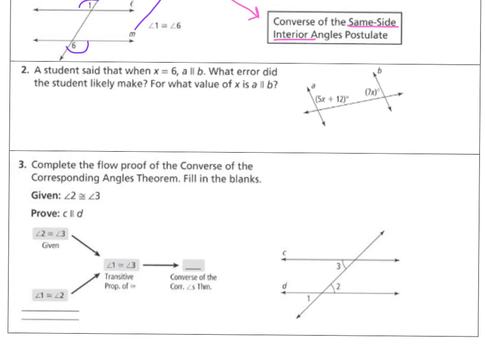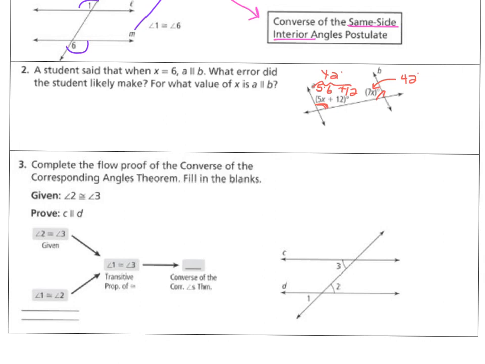Here's our next example. A student said that when x equals 6, A is parallel to B. What error did the student likely make? For what value of x is A parallel to B? If we look at our picture, notice the 5x plus 12 is the angle on the left, and the 7x is the angle on the right. So if we plug in 6 for x, 5 times 6 is 30, and 30 plus 12, that angle's 42. On the right, 7 times 6 is also 42.